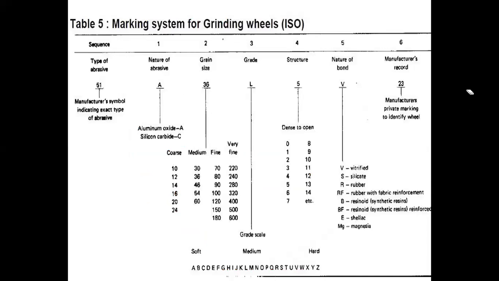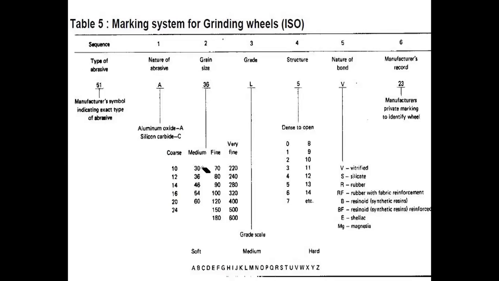So this is the standard marking system. Whatever is on it, the same thing is there. Here one more symbol is represented: the type of abrasive, 51, then the manufacturer symbol. For the nature of abrasive, A represents aluminum oxide. Similarly, silicon carbide is represented by C. Like this, there are symbols for the nature of abrasive, which is nothing but the types of abrasive.